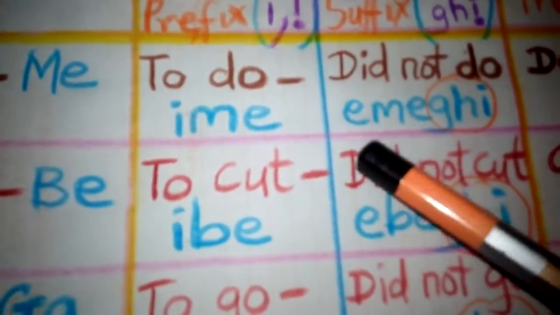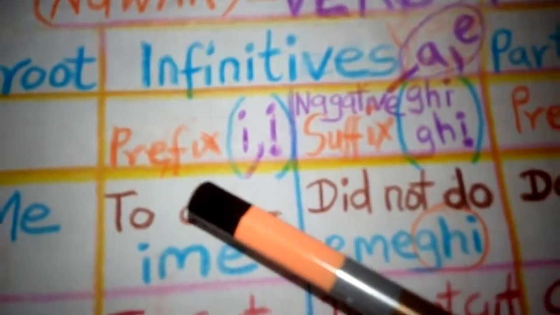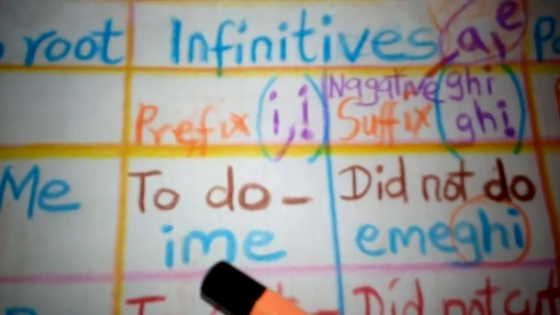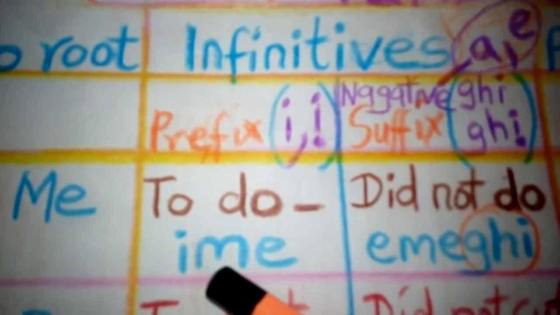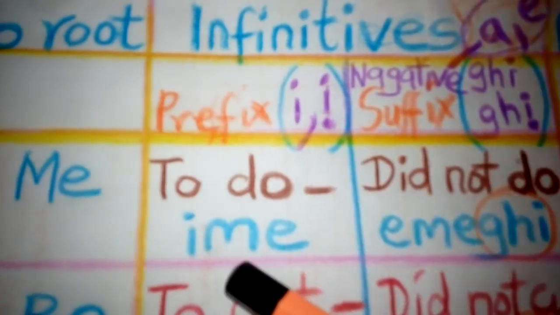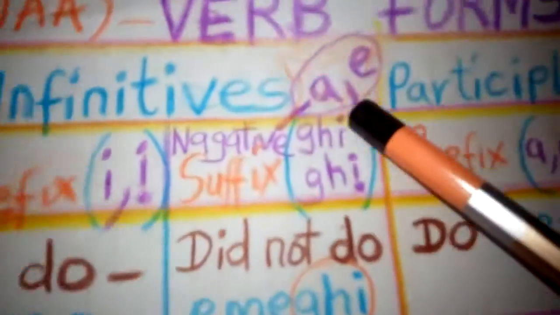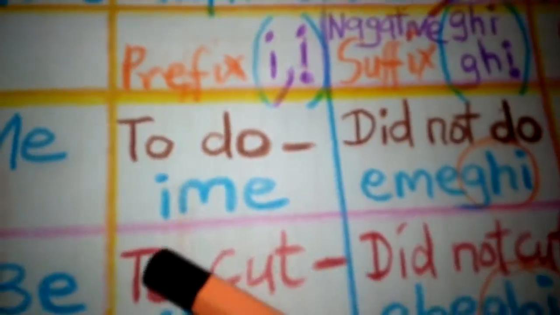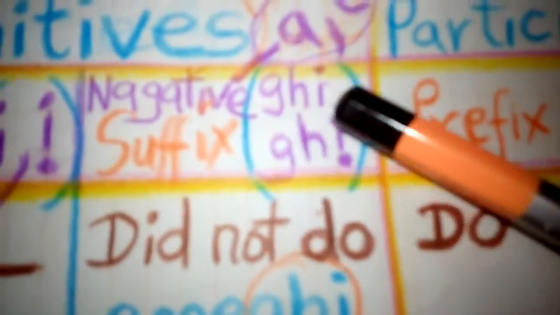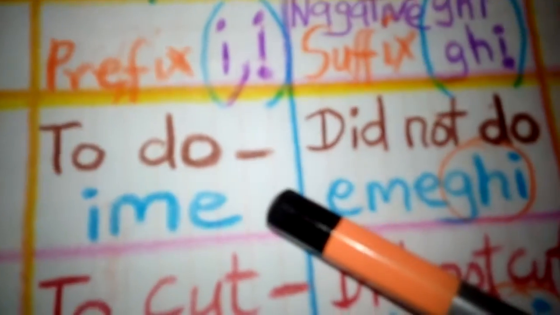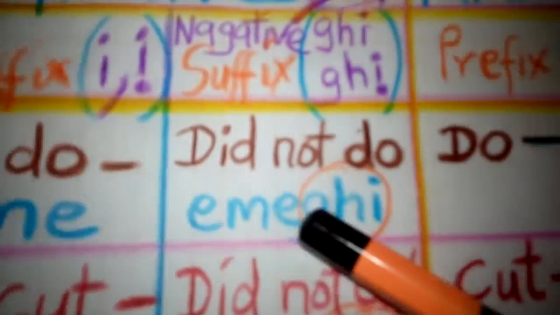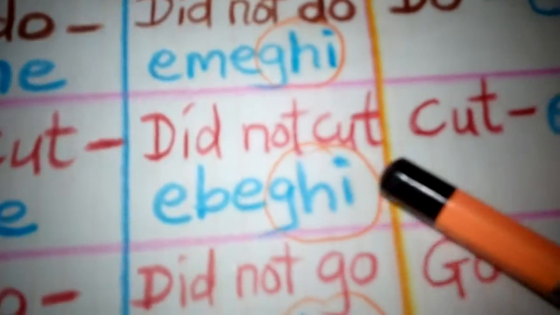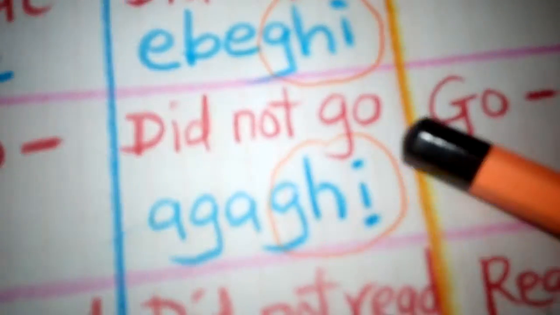If there is a sentence having this infinitive verb form, maybe ime, maybe they ask you to change this ime to negative infinitive. What do you do? You remove this i and put a or e, the group it belongs to. You put it in front and put the suffix at the back. That's emeghị, did not do, ebeghị, did not cut.